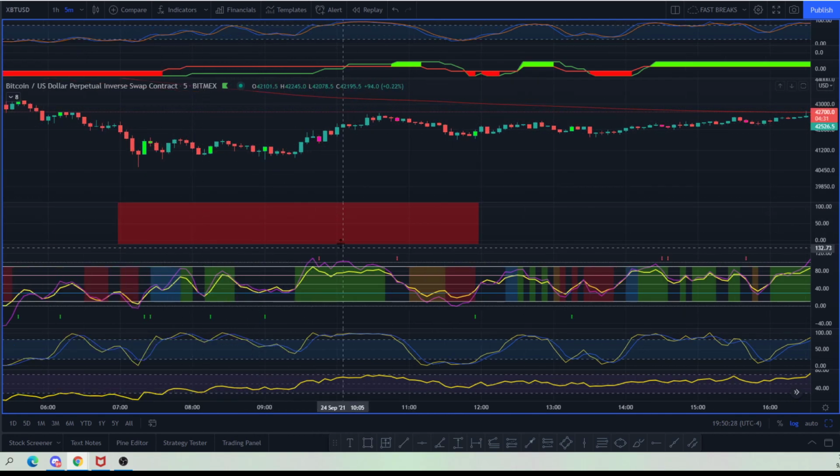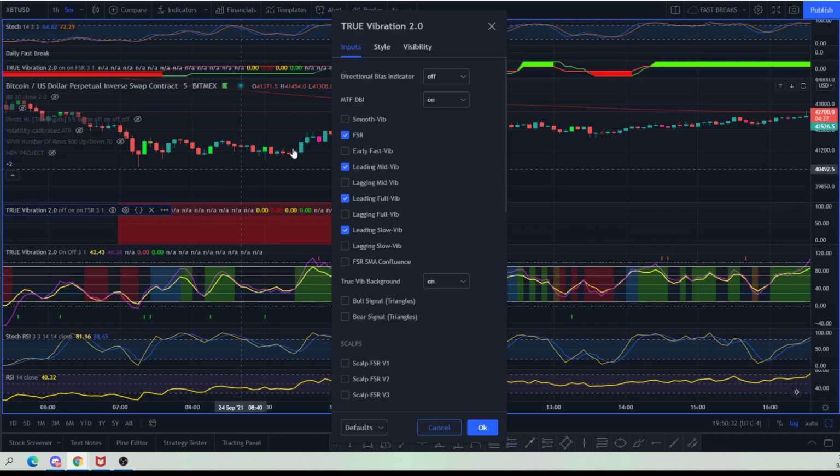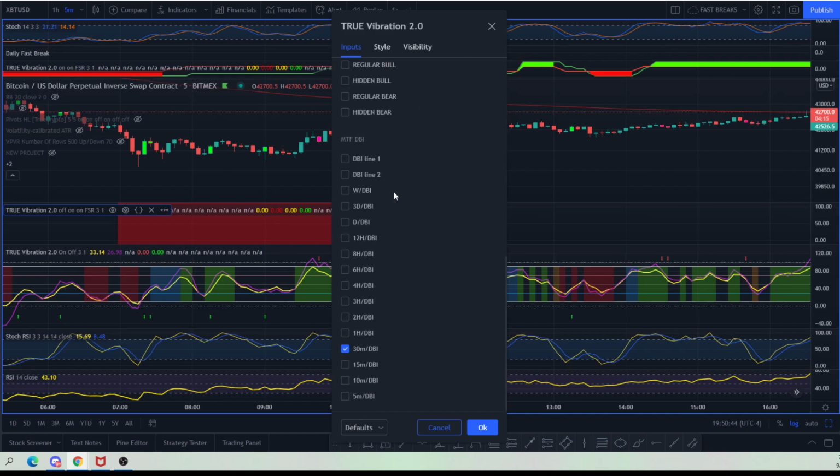What else is on the screen? So this is very important. When you go into True Vibration, you can see that this is what it normally would look like. But I have directional bias indicator on off, and this one is MTF, multi-time frame directional bias indicator. You can click on that. It's on. Down here is the time frame that you choose. I've already chosen the 30-minute. That's what we're working on.